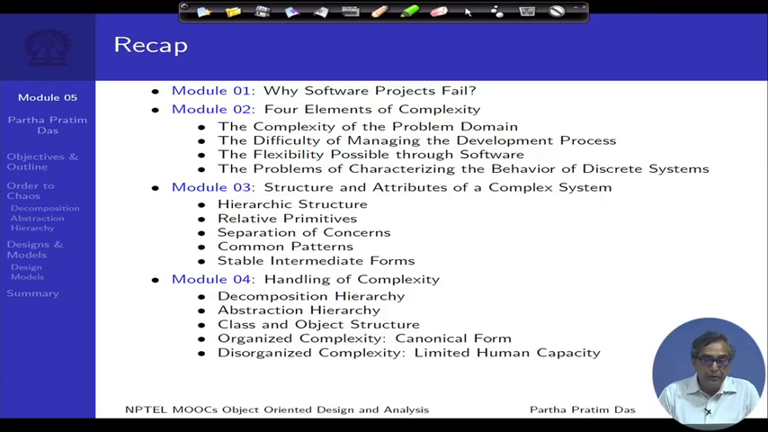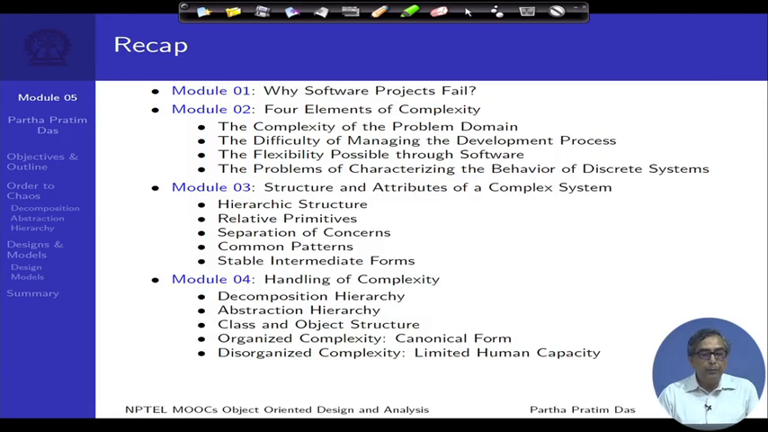Then we tried to study different complex systems, natural, man-made, social and so on, to understand if there is commonality between different complex systems, and we identified 5 different attributes for complex systems, starting from the hierarchic structure, the relative primitives or the basic building blocks, separation of concerns, common patterns and stable intermediate form.